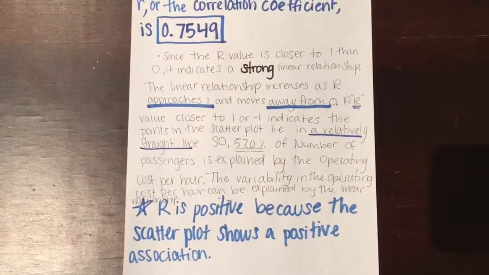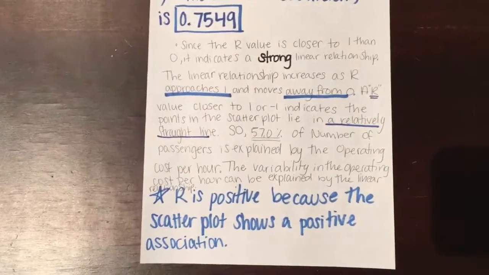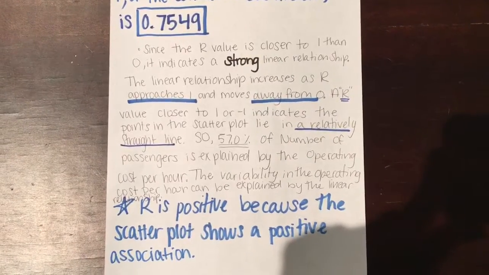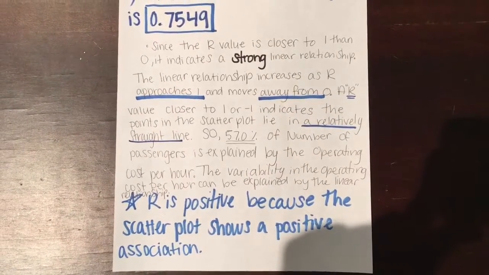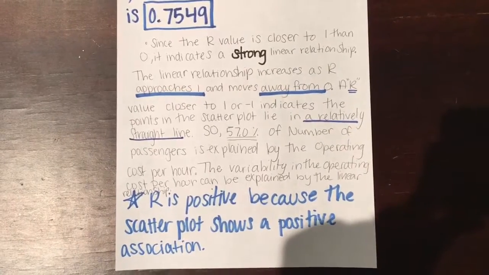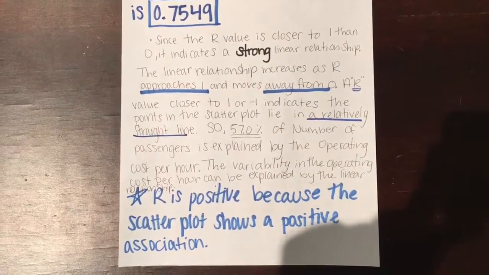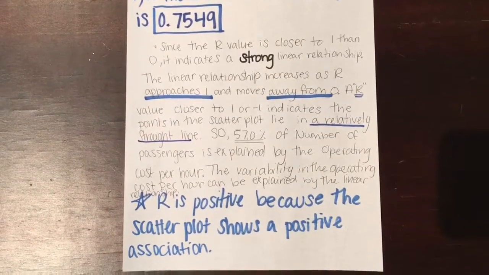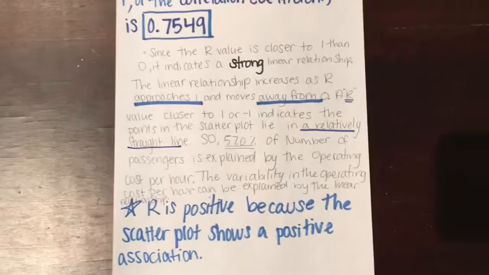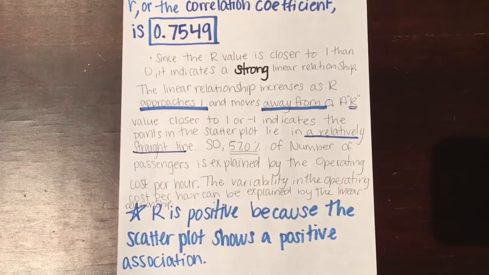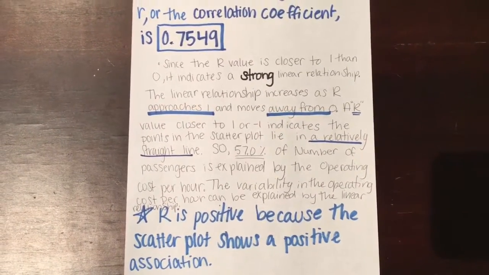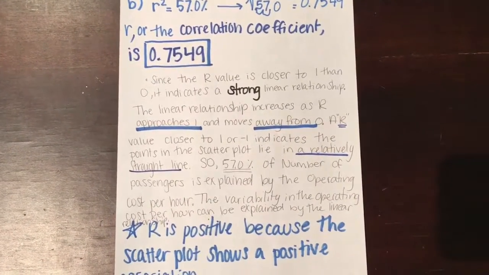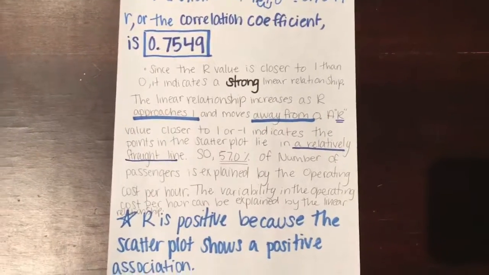So what I can interpret from the r squared value is that 57% of the variability in operating cost per hour is explained by the linear relationship with the number of passenger seats shown in the graph. And also r is positive because the scatter plot shows a positive association. So if r were to be negative, the association displayed in the graph would have to be negative as well.